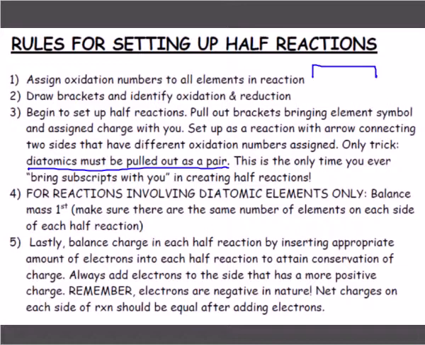Number 4, reactions, guys, involving diatomic elements only. Balance your mass first to make sure you have the same number of elements on each side. And then the last step is to make sure you balance the charge in each half reaction, where we're going to insert the appropriate amount of electrons to attain that conservation of charge. Remember, electrons are negative, guys, so the net charges on each side should be equal after you add electrons. That's a new piece that you guys started to see in the homework sheet the other day. So we're going to add those electrons to balance out the charge.